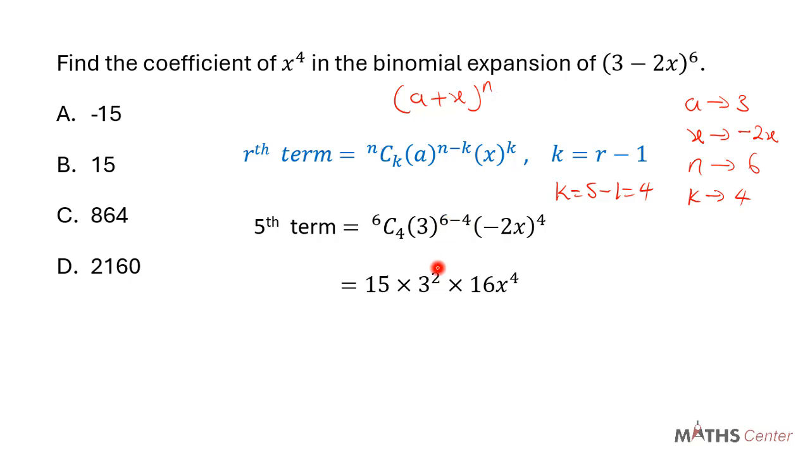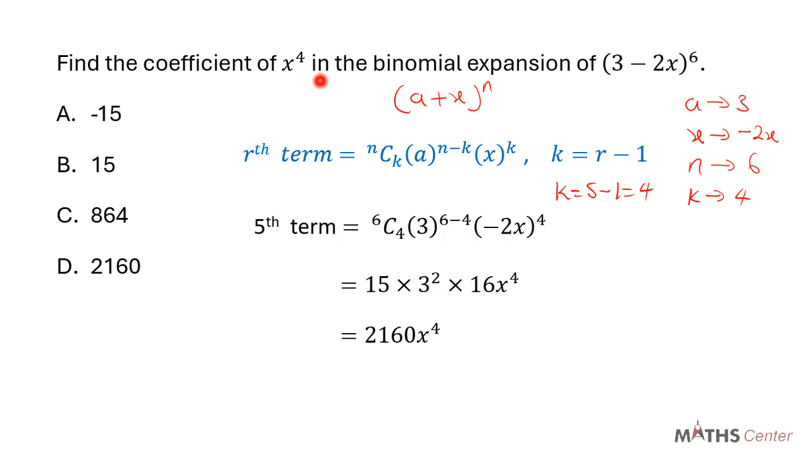6 combination 4 gives us 15. 6 minus 4 is 2. So we have 3 exponent 2. So 15 times 3 exponent 2. Then times negative 2x exponent 4 gives us 16x exponent 4. 15 times 3 squared, which is 9, times 16 will give us 2160. So we are going to have 2160x exponent 4.